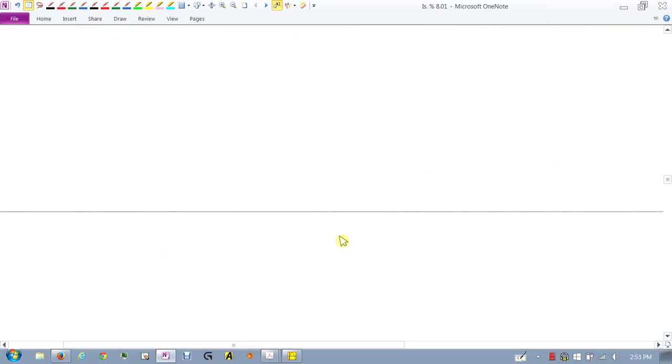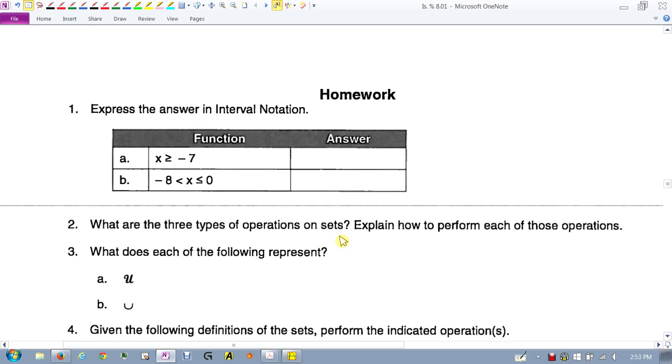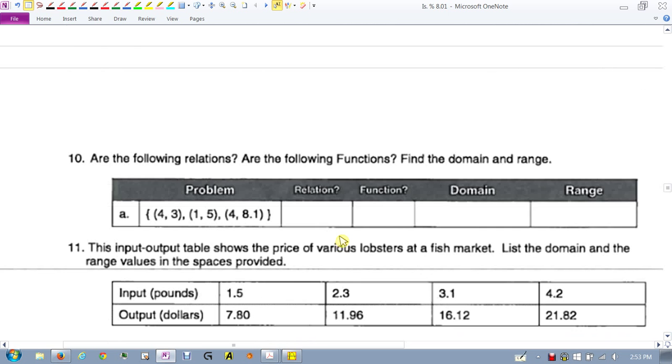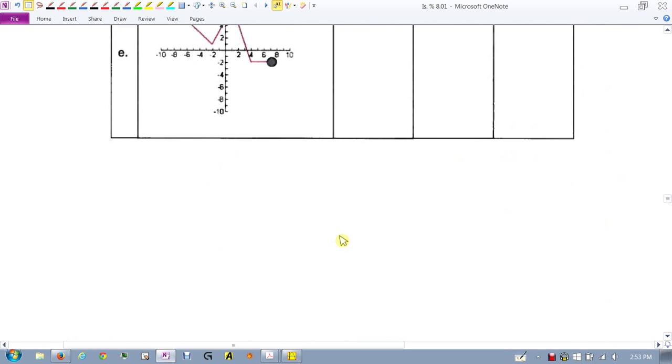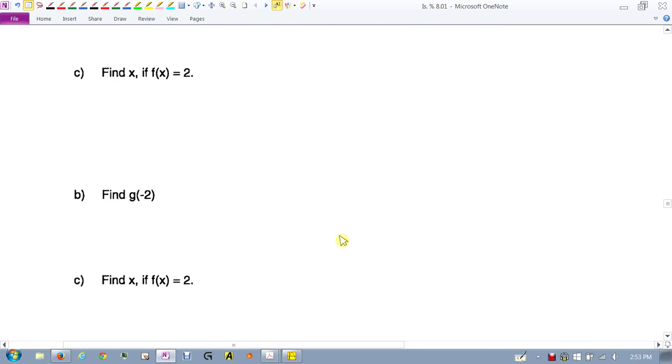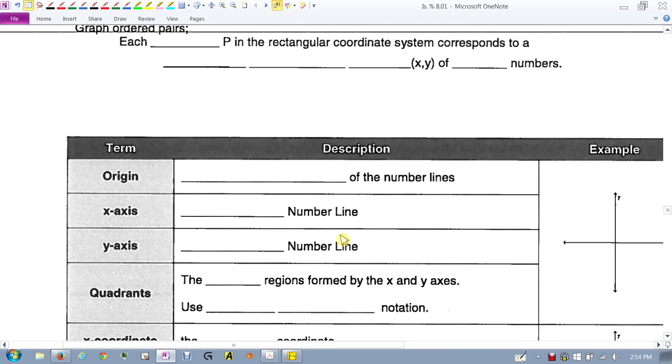Oh, homework, okay. So I guess you should be able to handle this homework. See how it goes, if you haven't already.